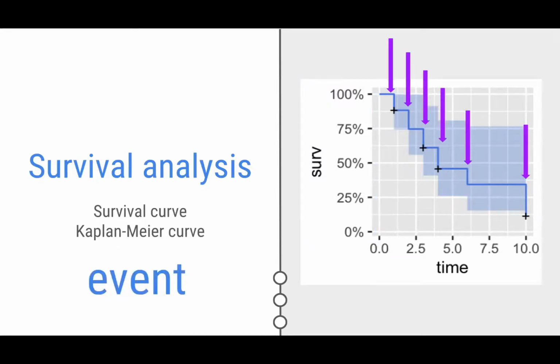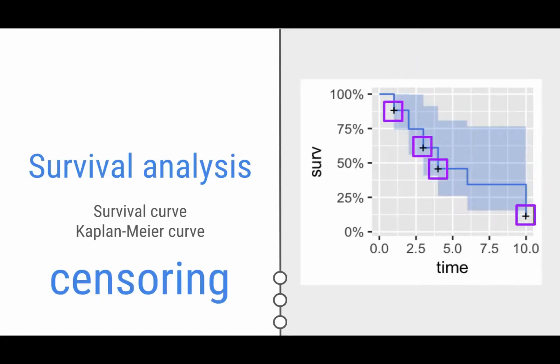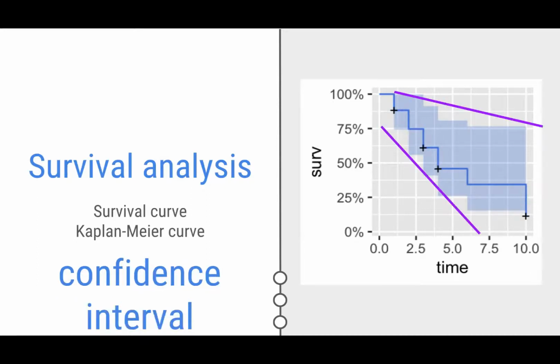Each step in the plot indicates an event where a patient experienced the outcome. In other words, each time you see a drop in the plot, that is one case where a patient no longer survived. The plus sign indicates censoring, the time when the patient exited the study without experiencing the outcome. So if you see a lot of plus signs, it means we're missing a lot of those time points when we actually observe the event. The shaded region represents the uncertainty, often a 95% confidence interval for the survival curve.